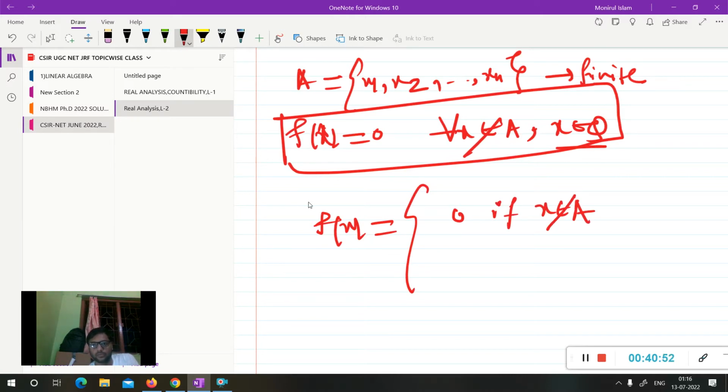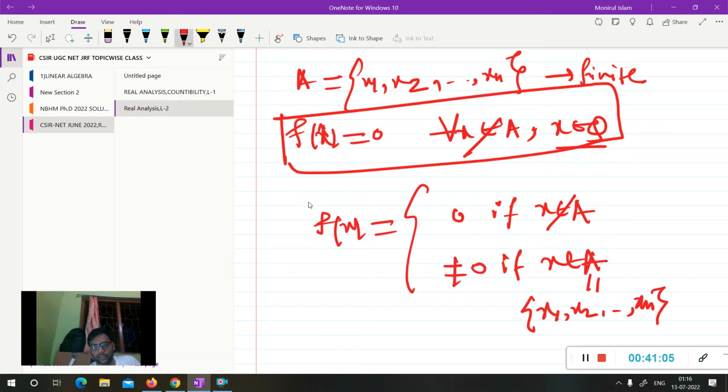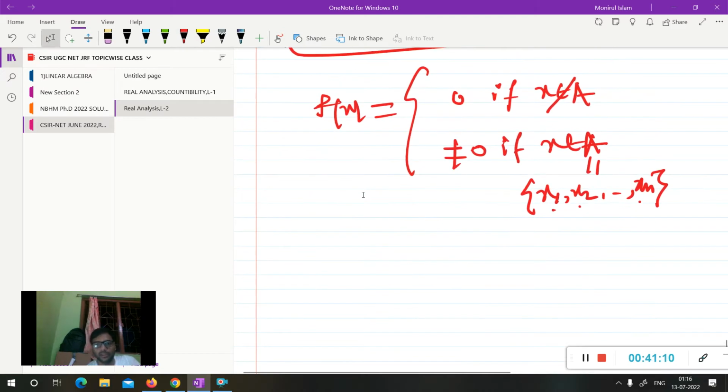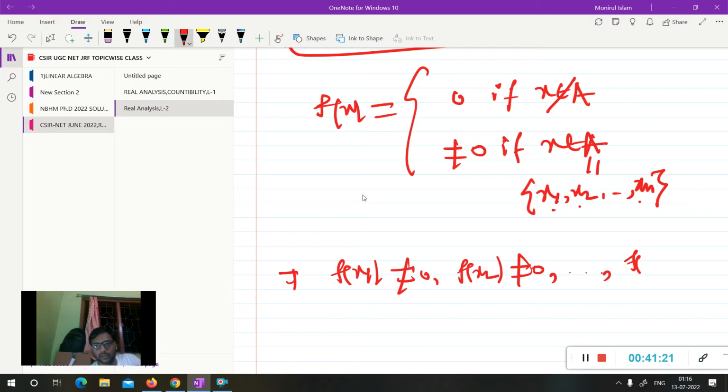It is 0 outside a finite set, and non-zero if x belongs to A. It is also a finite set, with elements x1, x2, xn. So on these elements f has non-zero image. f of x1 will be non-zero, f of x2 will be non-zero, f of xn will be non-zero, and all other elements of the set have zero images.